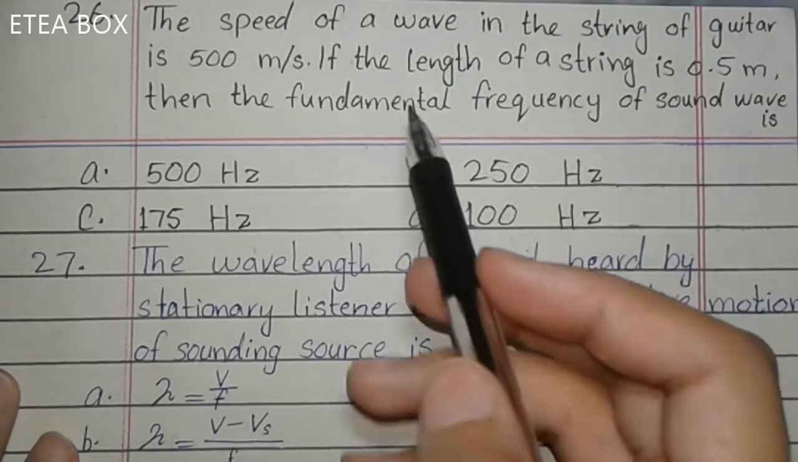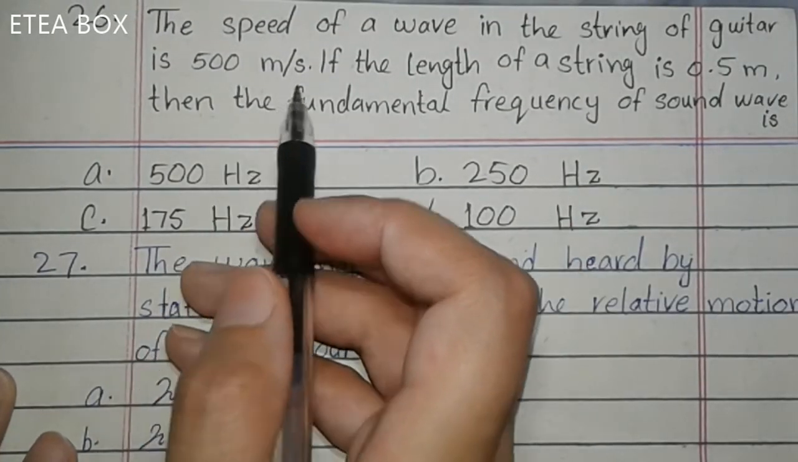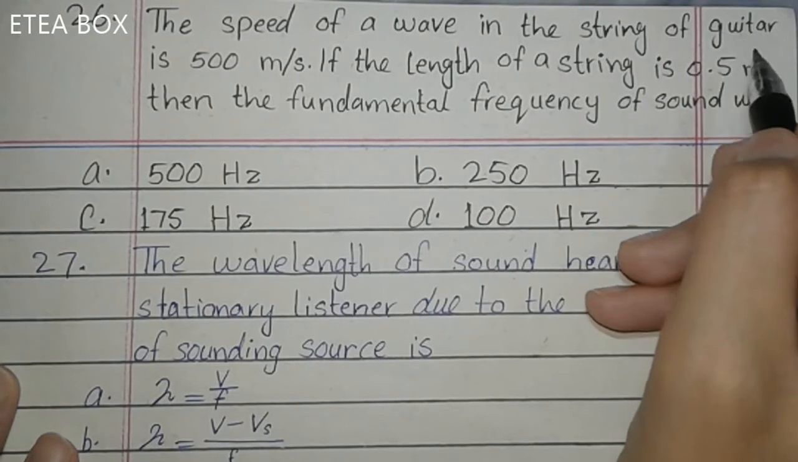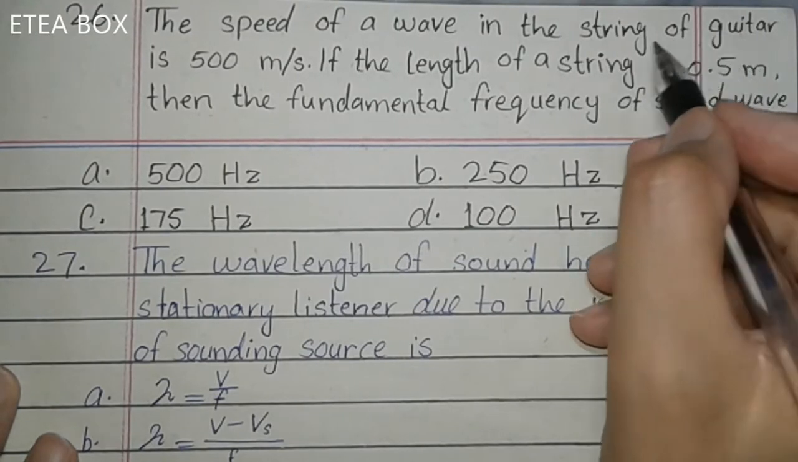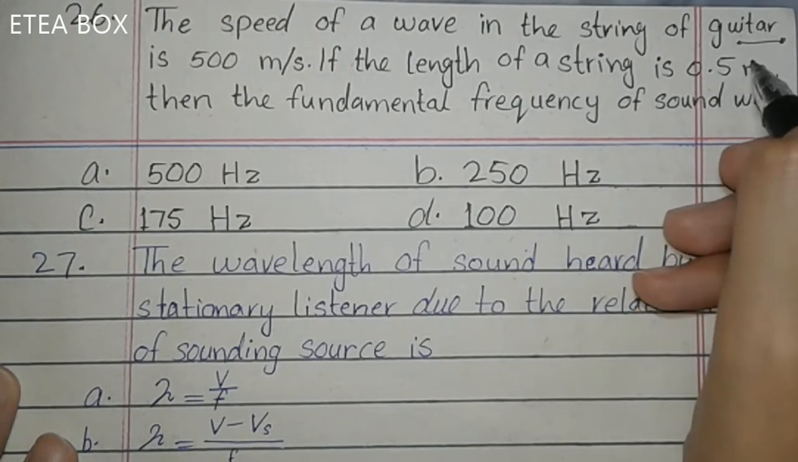The speed of wave in the string of a guitar is 500 meter per second. Now look, string of a guitar means that it will make stationary waves, because the guitar strings are clamped from both sides. So it will make stationary waves.